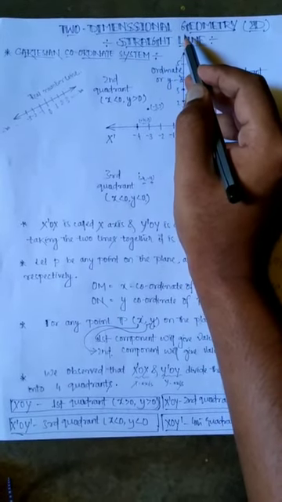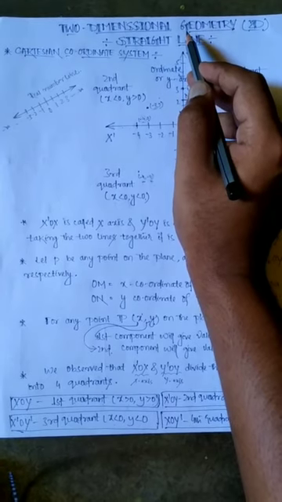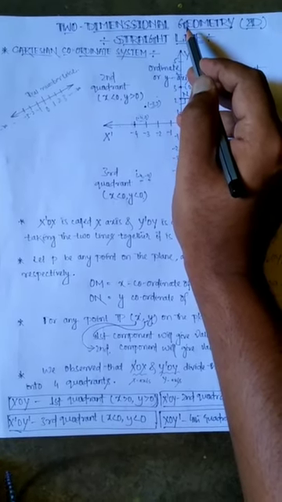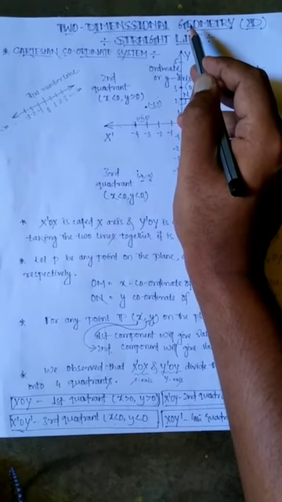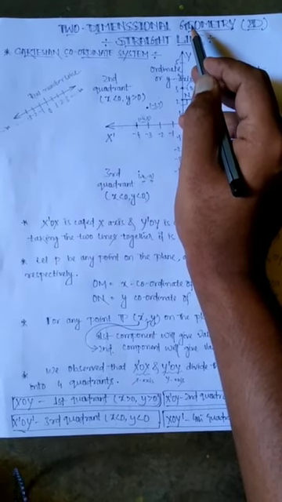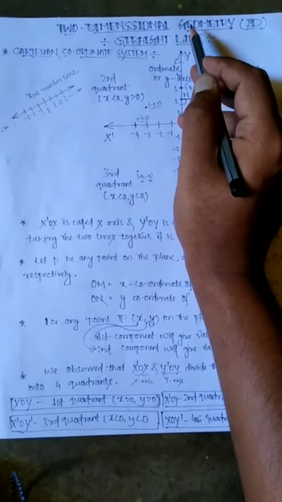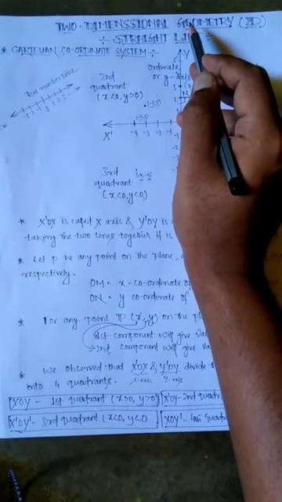To represent one point in a plane or space or in a line, the number of parameters we are using is called dimension.